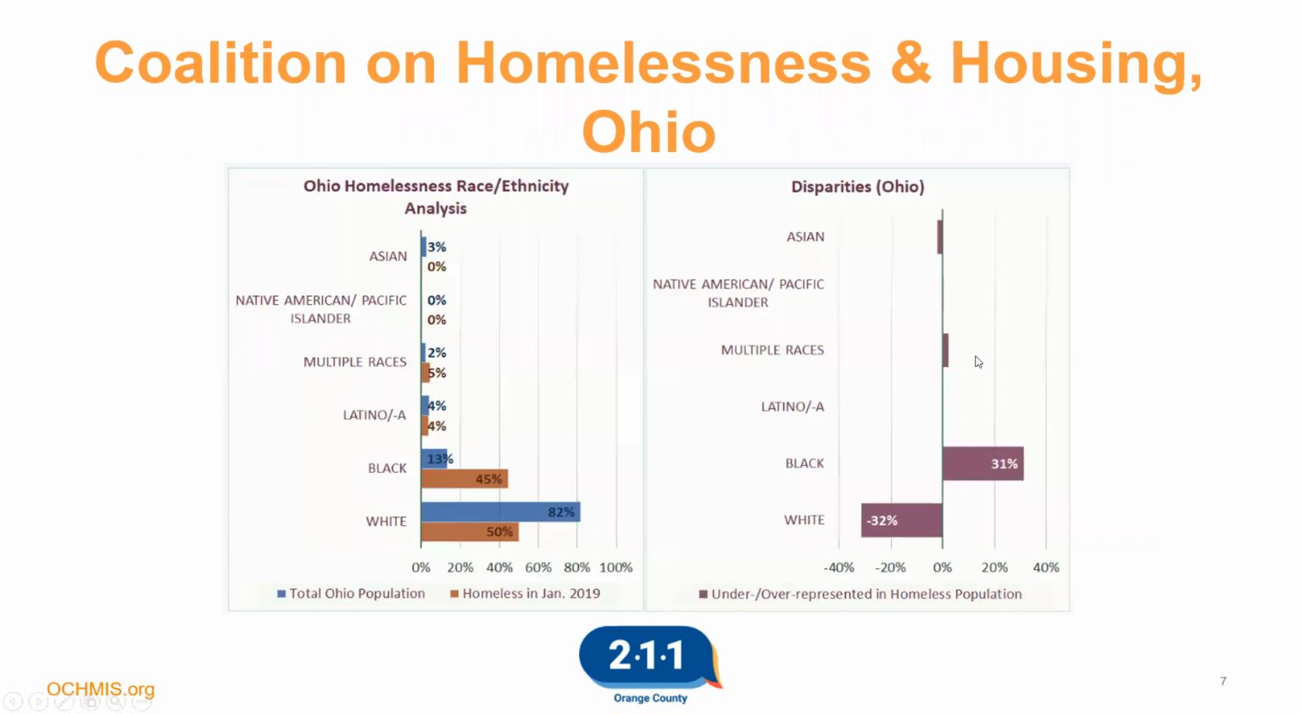Next up, we have some data from Ohio. On the left side, this is similar to what we've seen. They're comparing the general population to the homeless population. But on the right, they are showing an over or under representation of homeless clients by race, which is kind of interesting. So you can easily see Black clients and clients of multiple races are overrepresented in the homeless population, while Asian and white clients are underrepresented, and Native American and Latino are equally represented.